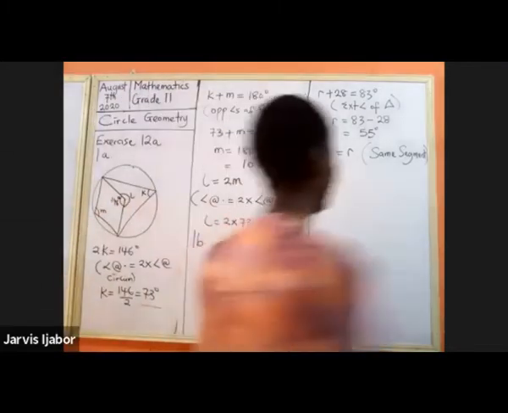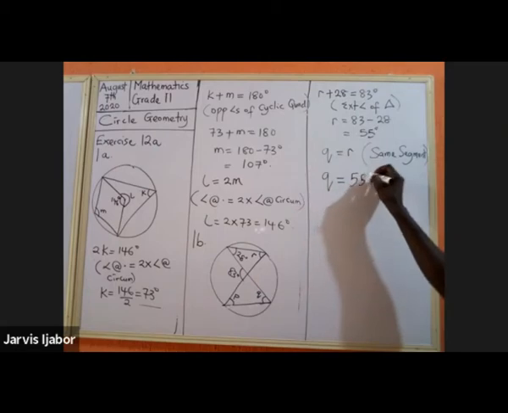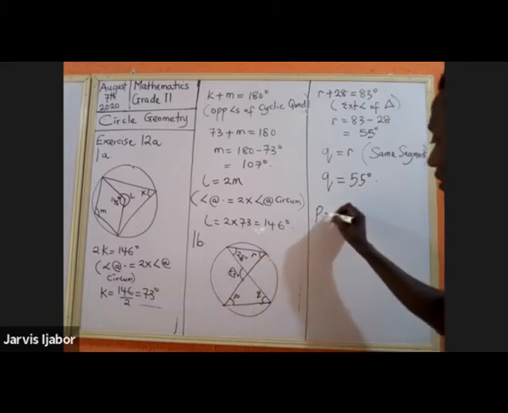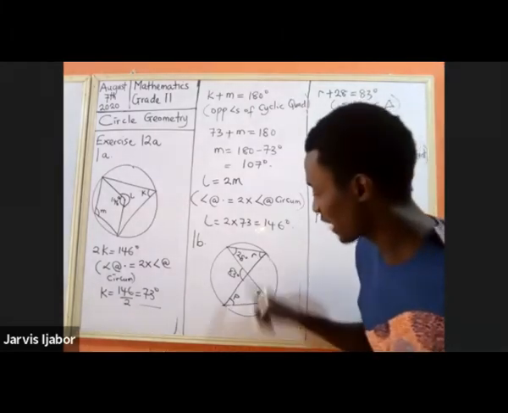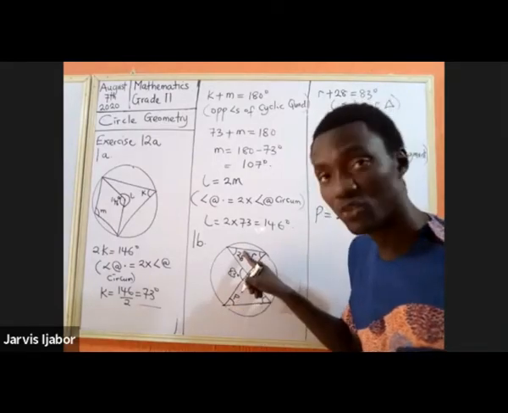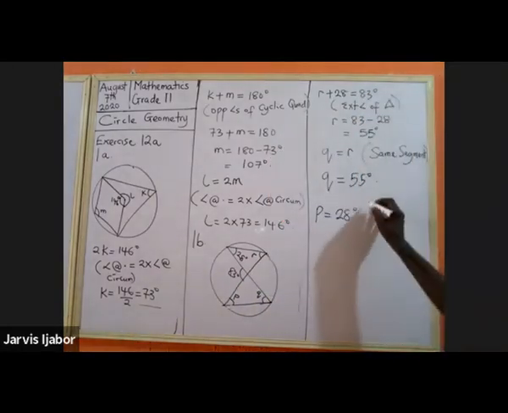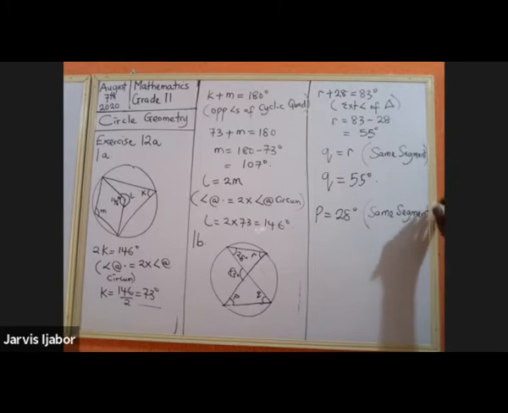All right. So that will now be Q. What is R? R is 55. So with that said, what is P? P is equal to 28 degrees. How? Same segment again. What segment is concerned with R and P and 28? Look at it. Are you seeing that? Okay, so that will be the same segment.